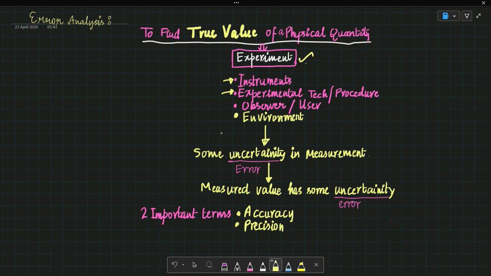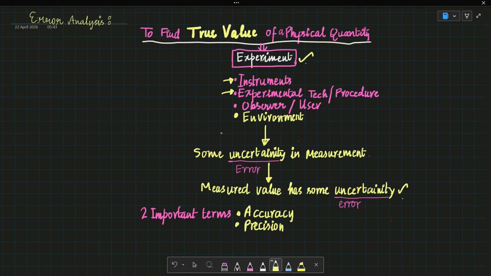There will always be some uncertainty in measurement. It could be because of instrumental factors, experimental procedure, or because of the observer, or because of some uncertain or unknown cause by the environment. So there will always be some uncertainty in the measured quantity.